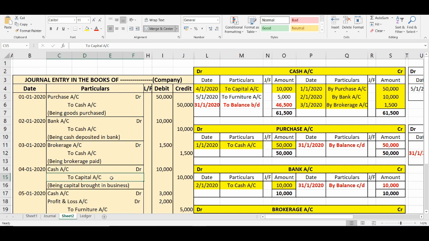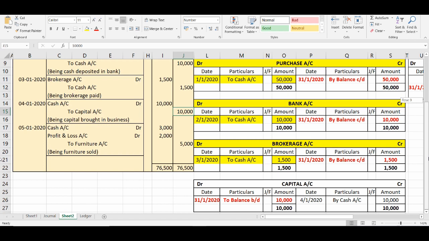Having passed this entry, now the second is "to capital account." Capital account is on the credit side. So on the credit side of capital account, 10,000 will be passed under the name of cash account. Capital account again we will have to create. So here we have created the capital account, and on the credit side we have an amount of 10,000 under cash account, the opposite account.